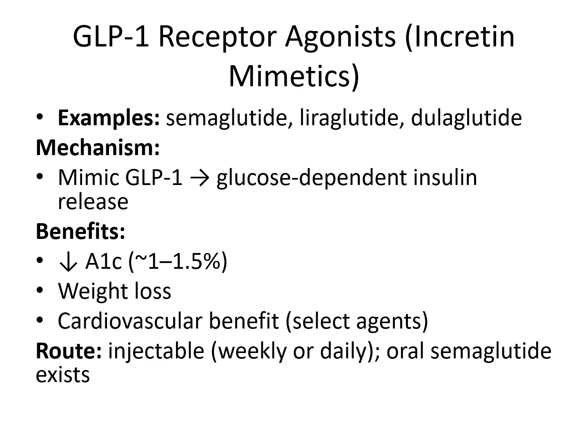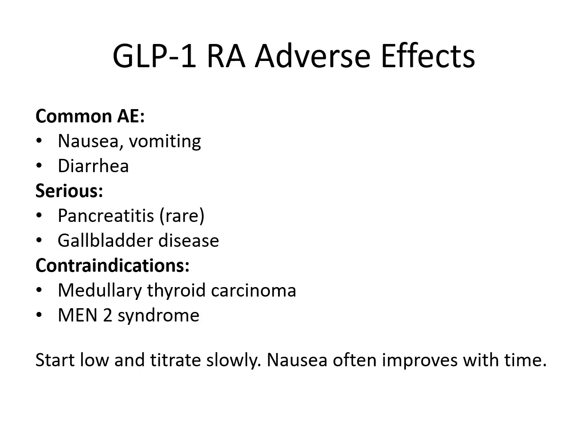Overall, GLP-1 agonists are not just glucose-lowering drugs, as I'm sure you have heard if you have seen any media coverage. They are weight-reducing and cardioprotective agents in the right patients. The most common adverse effects of GLP-1 receptor agonists are GI. Patients frequently experience nausea, vomiting, diarrhea, especially when they first start the therapy and when the dose is increased.